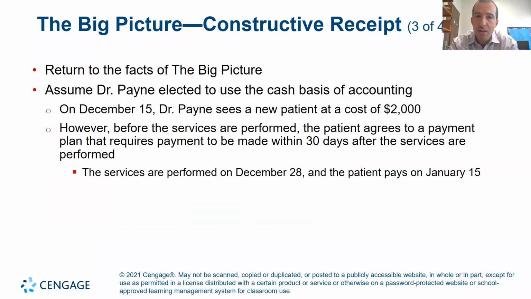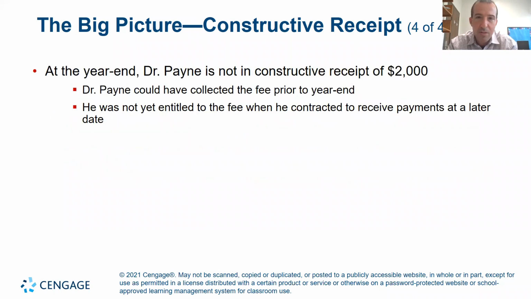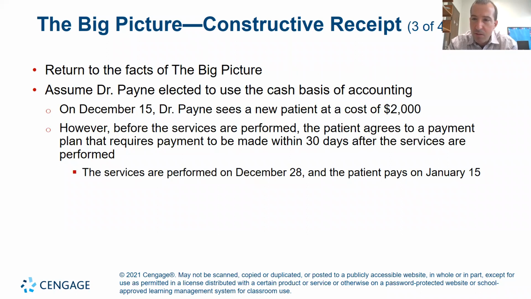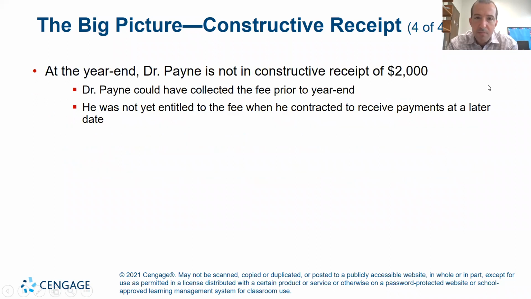If we go back to another example, cash basis of accounting, December 15th, Dr. Payne sees a patient at a cost of $2,000. However, before the services are performed, the patient agrees to a payment plan that requires payment to be made within 30 days after service. The services are performed on December 28th, and the patient pays. We just moved that to January 15th.